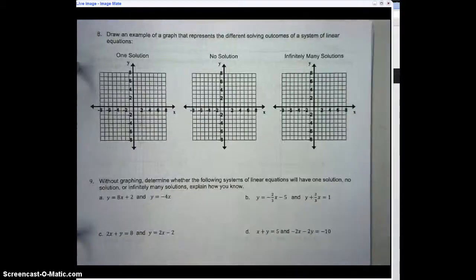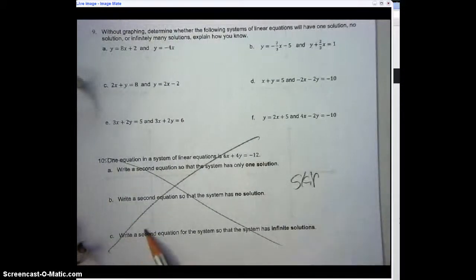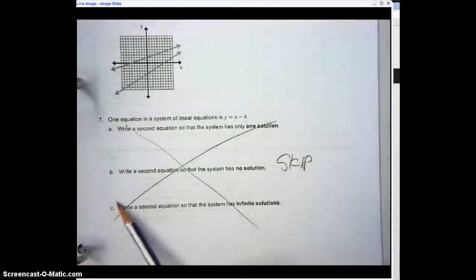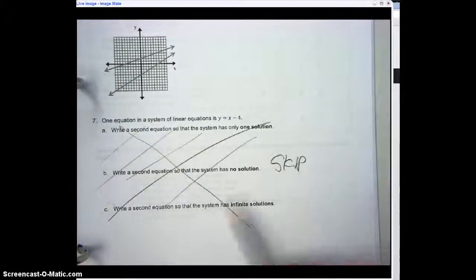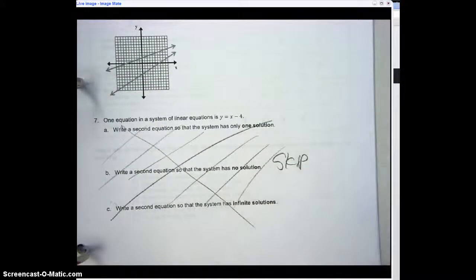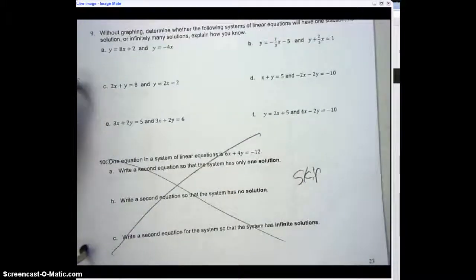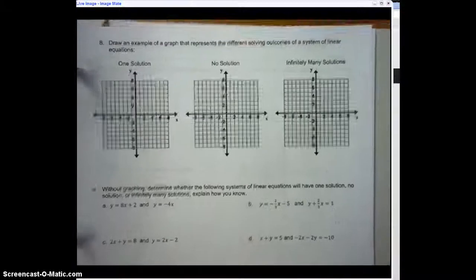Go ahead and turn the page to 23, please. And as you can see, you're going to skip number 10. You can cross that out. Oh, by the way, while you're at it, go ahead and turn to the homework and skip the same type of problem there, which is number 7 on the homework. You don't need to do that one. So on page 25, you're going to skip number 7, and back on page 23, we are going to skip number 10.